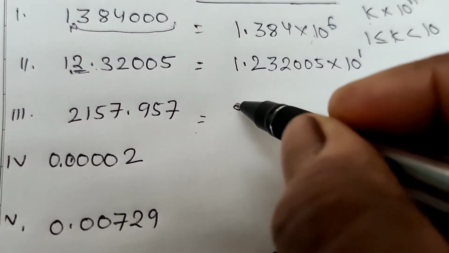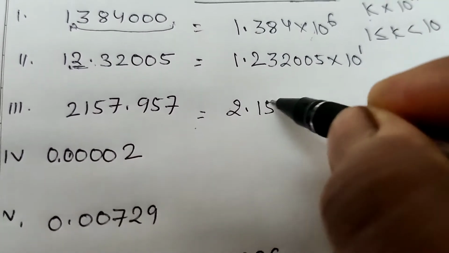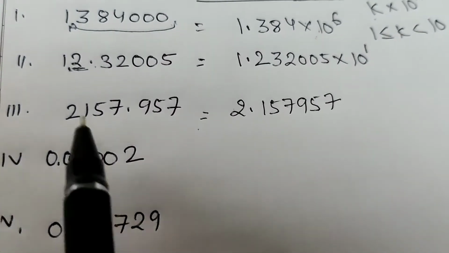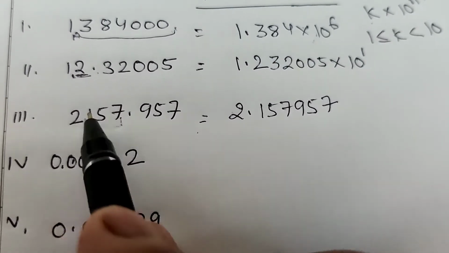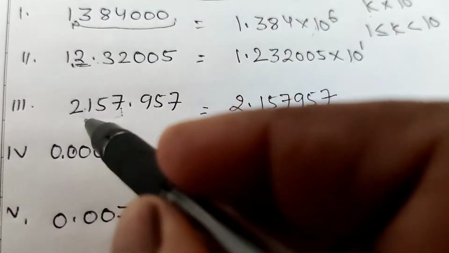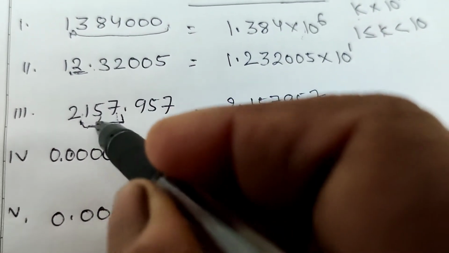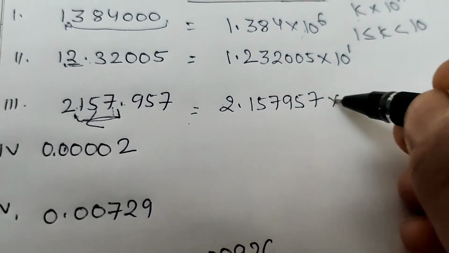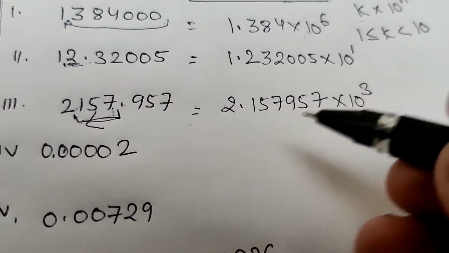Similarly, first we have to write the k. K means the value between 1 and 10. 2157957. Just I write the decimal after 2. How many places will it displace? 1, 2 and 3. I put the decimal here. How many places? Only 3. Decimal comes this side. 1, 2, 3. So write 10 raised to power 3. This is a positive power.